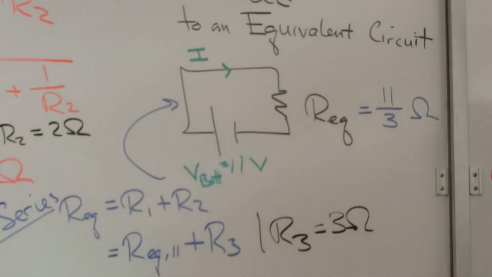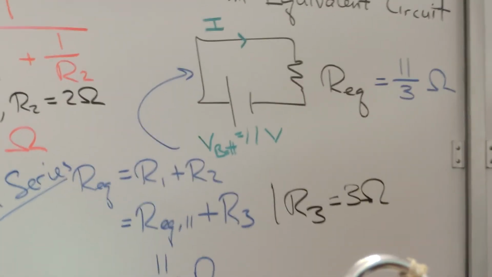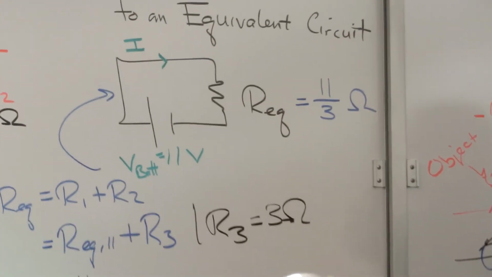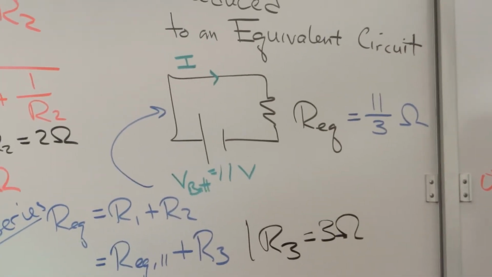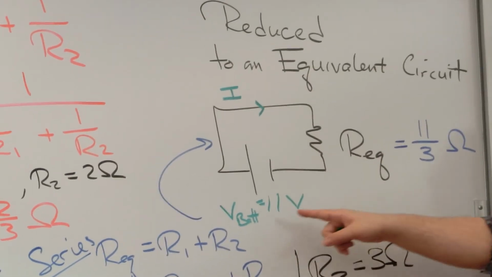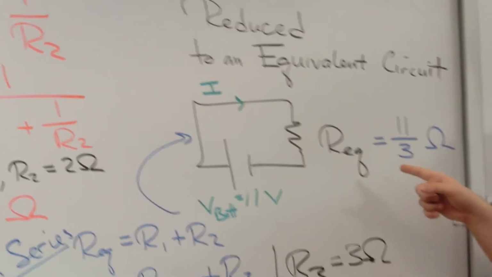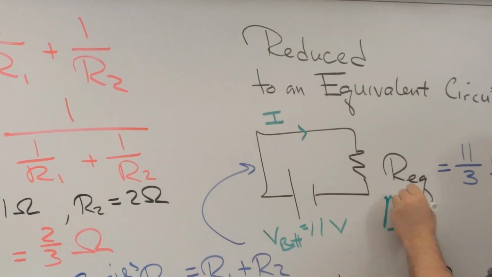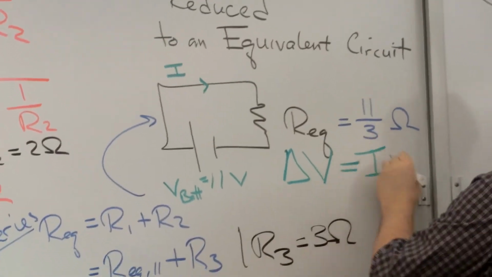VBAT equals 11 volts. What's that called? Reduced what? So this is a reduced circuit, or an equivalent circuit. We say it's reduced to an equivalent circuit. So how do I relate voltage, current, and resistance? Isn't it delta V equals IR? Ohm's law, delta V equals IR.